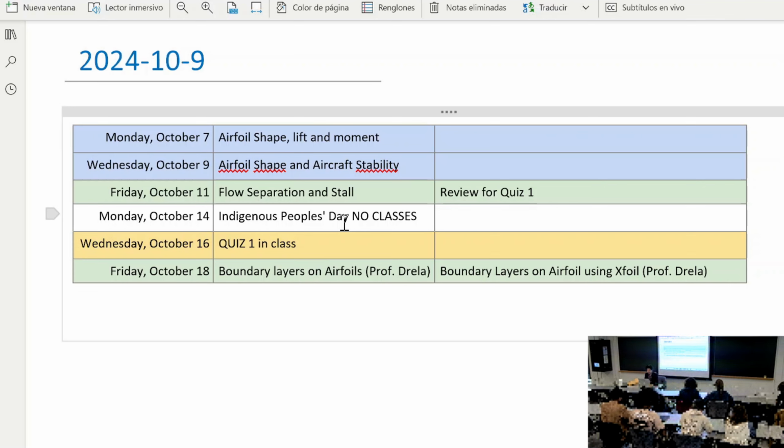Okay, so today we are going to be talking about airfoil shape and aircraft stability. And there was a question on Monday whether we can give more examples of what might appear in the quiz. So today I'm going to first give you a few examples of the type of things that might appear in the quiz regarding thin airfoil theory.